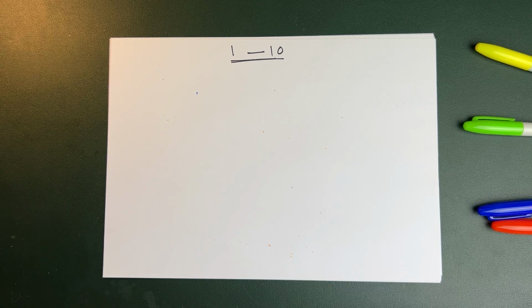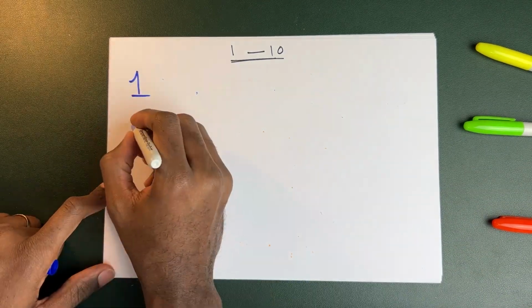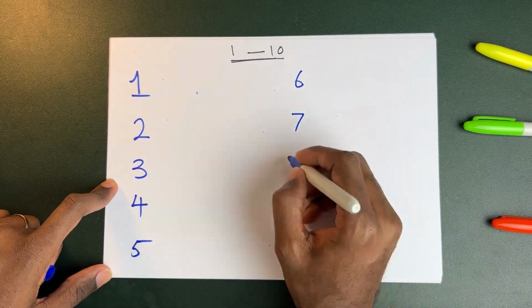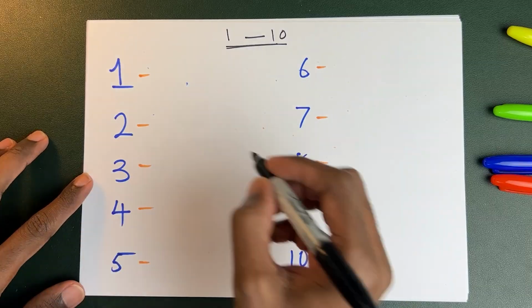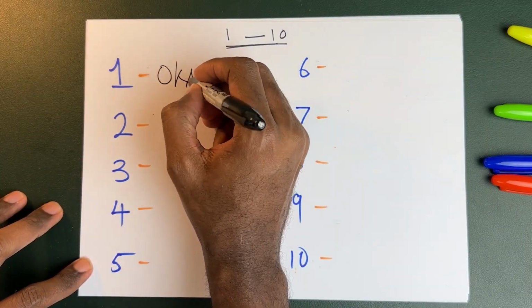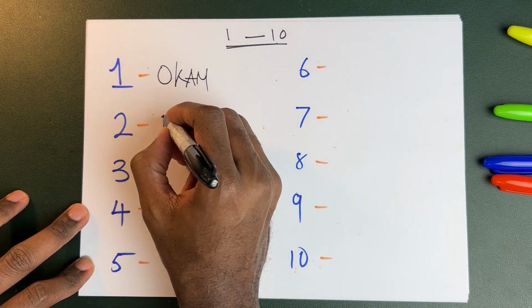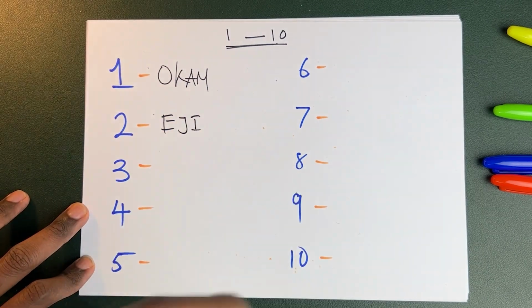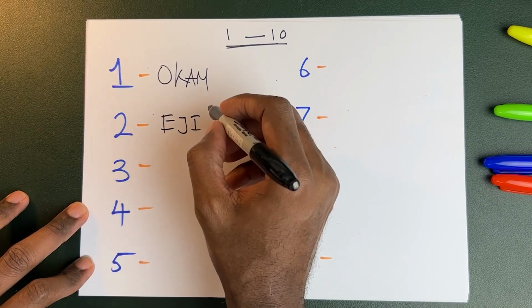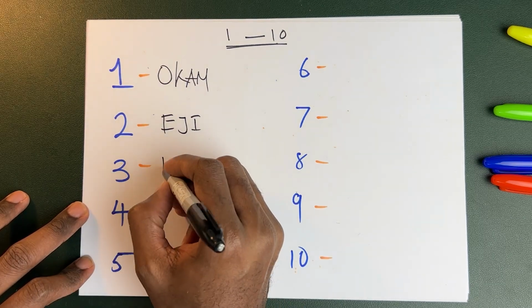So let me first of all start with writing out the numbers. In English, we have numbers 1, 2, 3, 4, 5, 6, 7, 8, 9, 10. 1 in Yoruba is Ọ̀kan. 2 is Èjì. I'll come back to this and explain something, because some people say Méjì, some people say Èjì. 3 is Ẹ̀ta.